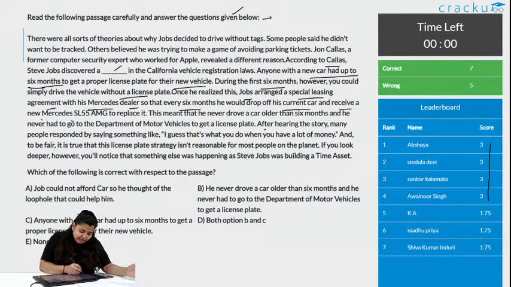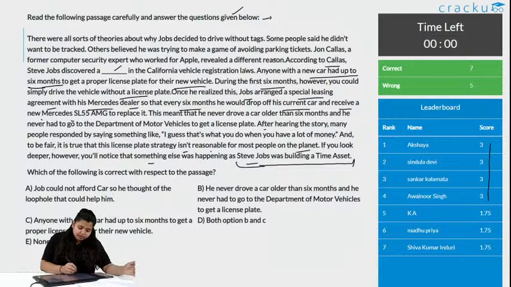And to be fair, it is true that this license plate strategy isn't reasonable for most people on the planet. Okay. If you look deeper, however, you will notice that something else was happening as Steve Jobs was building a time asset. What is the first question saying? Which of the following is correct?